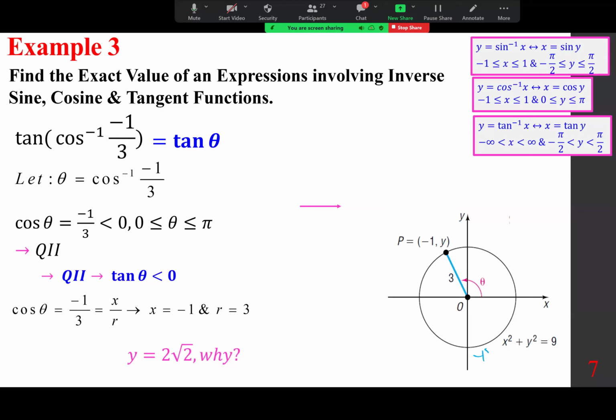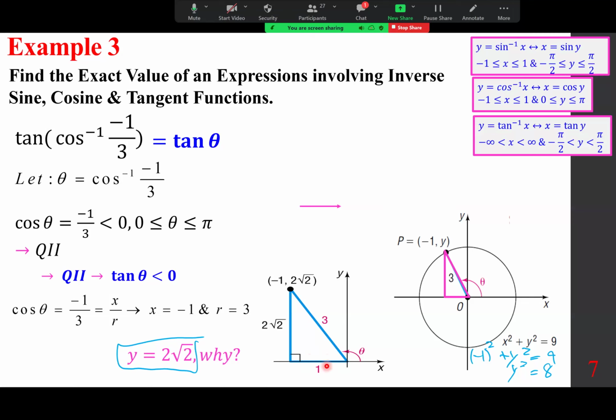So -1 squared plus y squared is 9. So y squared is 8. And that's how we get this. Okay, everybody? And so if you look at this triangle in a bigger picture here, this is 1, everybody. This is 3. Okay. So this distance is 2 square root of 2. And we know tangent is y over x.